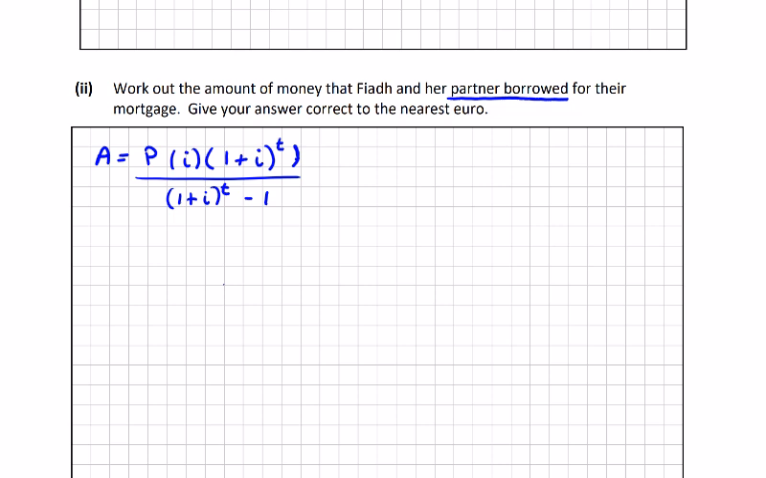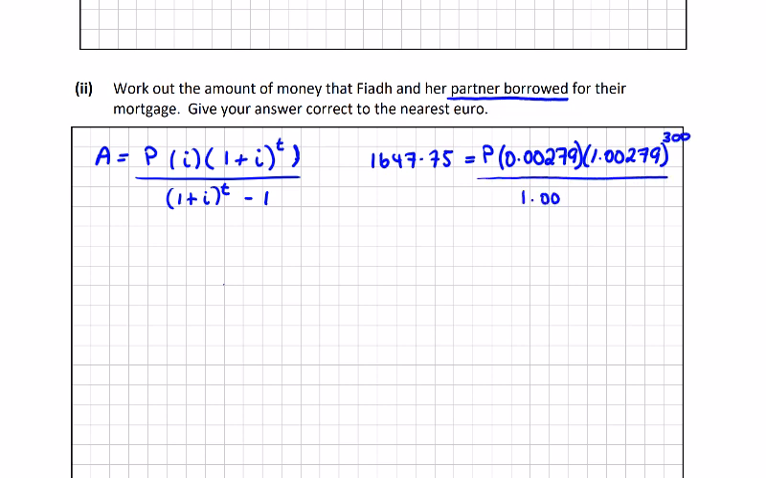So we fill our values in. 1647.75 is equal to, we don't know what P is, we're looking for it, but we do know the interest rate is 0.00279, and 1 plus the interest rate is 1.00279 to the power of 300, all divided by 1.00279 to the power of 300 minus 1. Probably good maths to type the top 2 into your calculator and divide by the bottom 2.